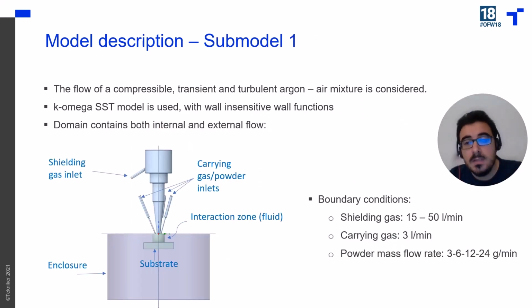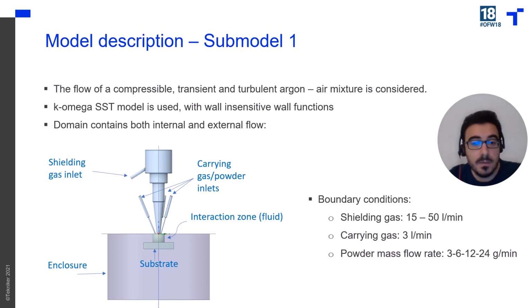In the following slides, we will discuss in some detail the different submodels. Submodel number 1 deals with the Eulerian Lagrangian description of our gases and particle clouds. For this step, the flow of a transient, compressible, and turbulent argon-air mixture is considered. We consider a mixture because normally argon gas is used both for the shielding and for the carrying gas. Regarding turbulence, we decided on k omega SST with wall-insensitive wall functions.